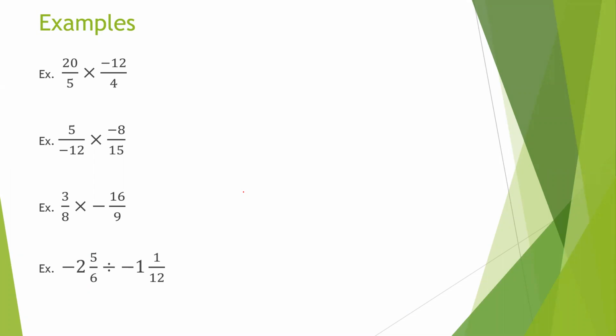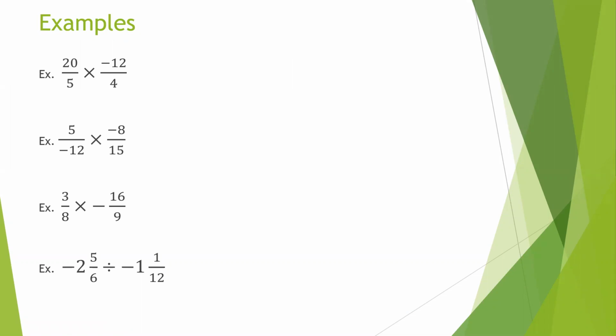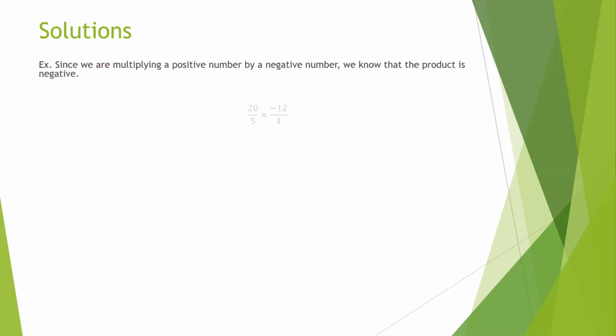So in the first example there, 20 over 5 times 12 over negative 12 over 4. What I'm going to do is simply multiply the numerators and the denominators. But before I get to that, I note what the signs are. Because the first fraction is positive, but the second fraction is negative, I know that my product will be negative, right? Because it's going to be negative, there's no point in even dragging around this negative sign. Let's just put it in front of the whole fraction. And that's exactly what I did here.